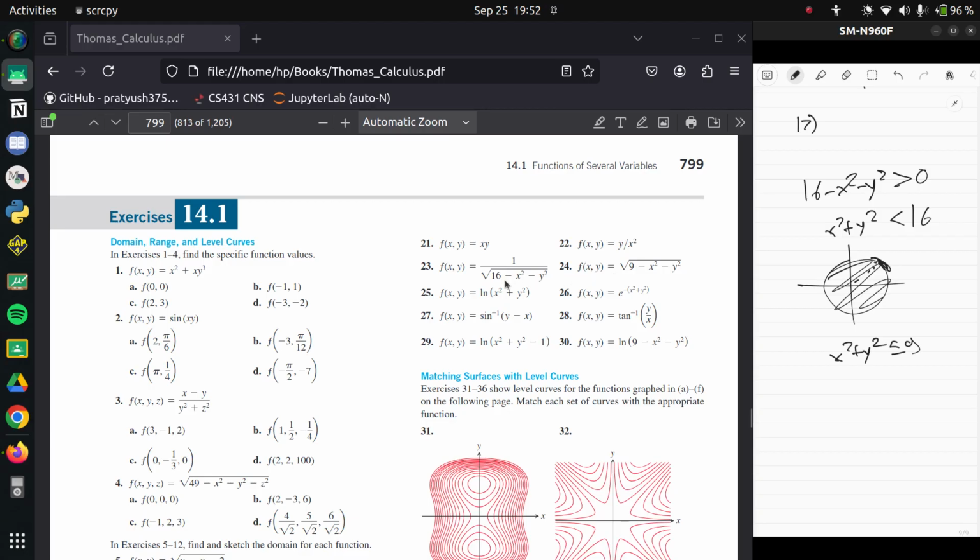This one, let's look at 1 over x squared plus y squared. So x squared plus y squared should be positive. It's the only restriction. It cannot be 0. So x squared plus y squared should just be greater than 0, which it is most of the time. The only condition where it would be 0 is if x equals 0 and y equals 0. So it's everything except the (0, 0) point.